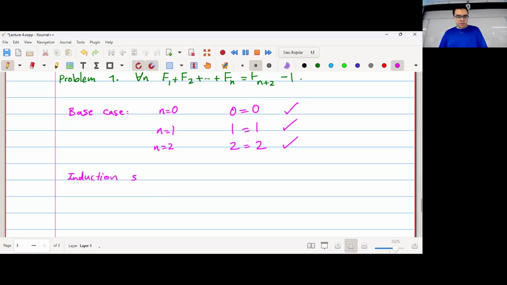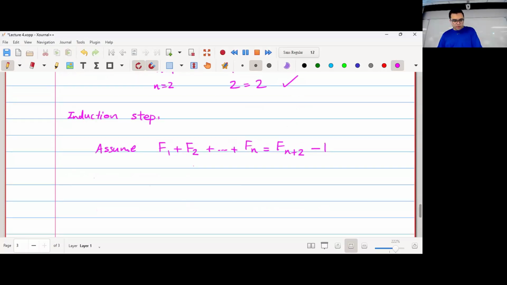So we're going to assume that the property holds for n, and we're going to prove that it holds for n plus 1. So I'm going to assume that f1 plus f2 all the way to fn is equal to f of n plus 2 minus 1. What should I prove? I should prove that if I take the same sum, but I go all the way to f of n plus 1, so I take one more term, this is f of n plus 3 minus 1.